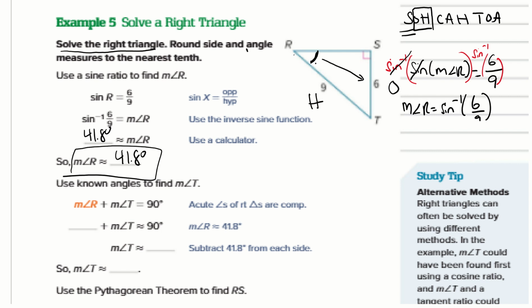Once we know that this is 41.8 degrees, we can figure out what angle T is, because the angles add up to 180: 180 minus 41.8 minus this 90-degree angle. When we do that, we get 48.2 degrees. You can also do this by saying that R and T add up to 90. That works as well. Either way, if you did the 180 or the 90 trick, you get 48.2 degrees.